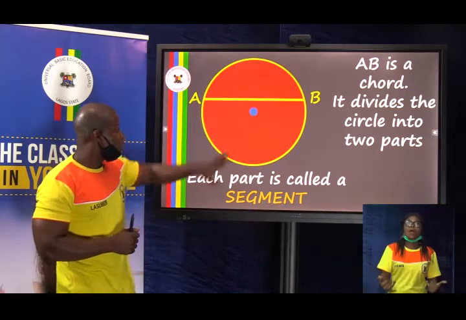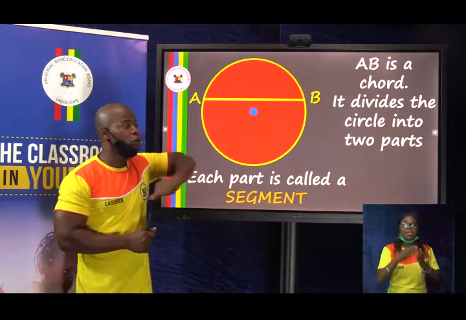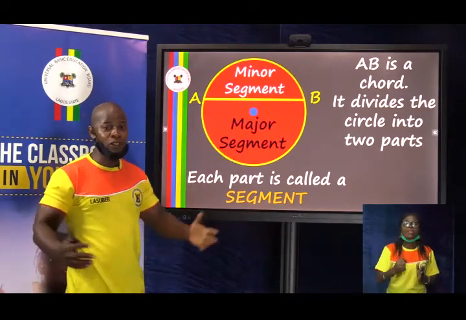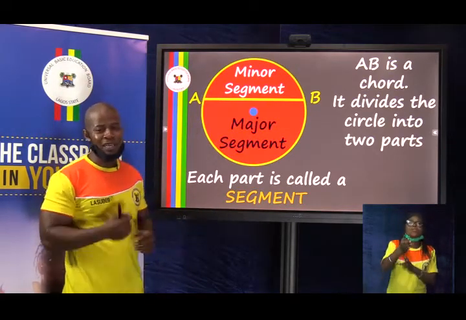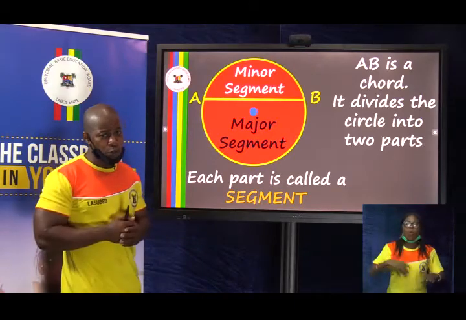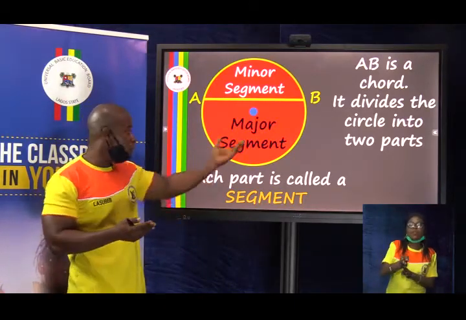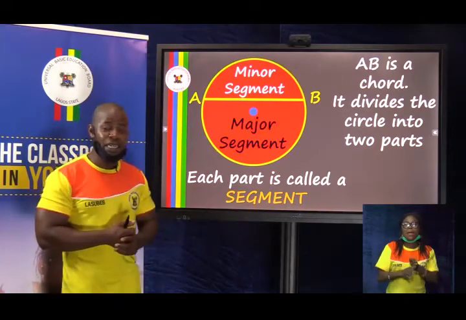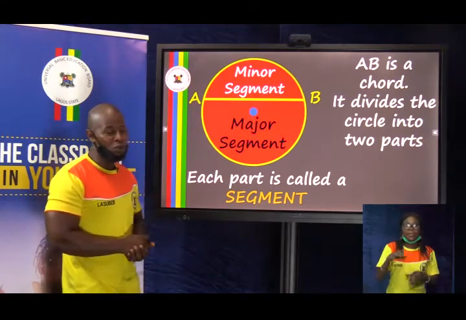Now, this obviously is bigger than this. This is a bigger segment than this one. So we call this one the major segment. Major, you know, means big. And the other one is called the minor segment. It should be easy for you to remember. So segment is like that orange. The bigger one is the major segment, and the smaller one is the minor segment. Take note of that as we move on.